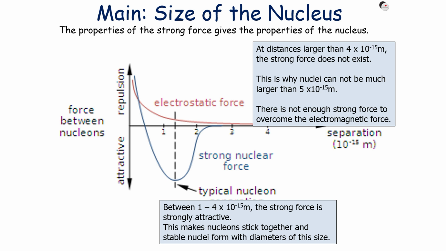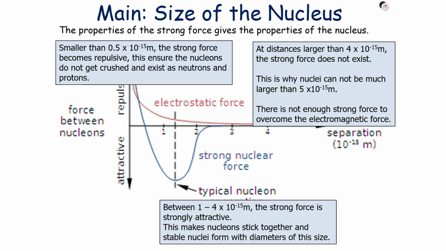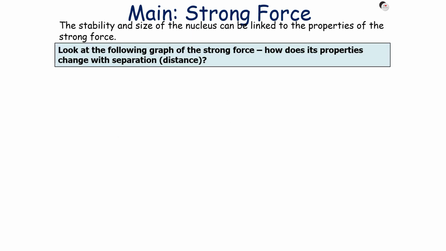This makes the nucleons stick together and stable nuclei form with diameters of this size. At distances smaller than 0.5 femtometers, the strong interaction becomes repulsive to ensure the nucleons don't crush to point masses and exist as neutrons and protons. So it's very important how this works.